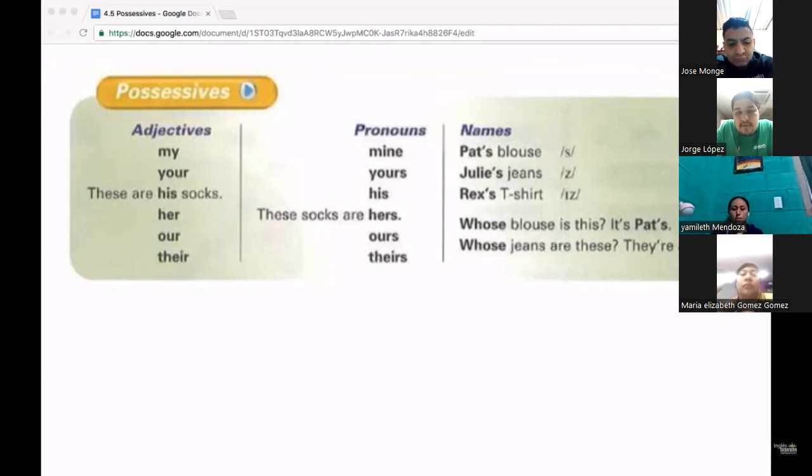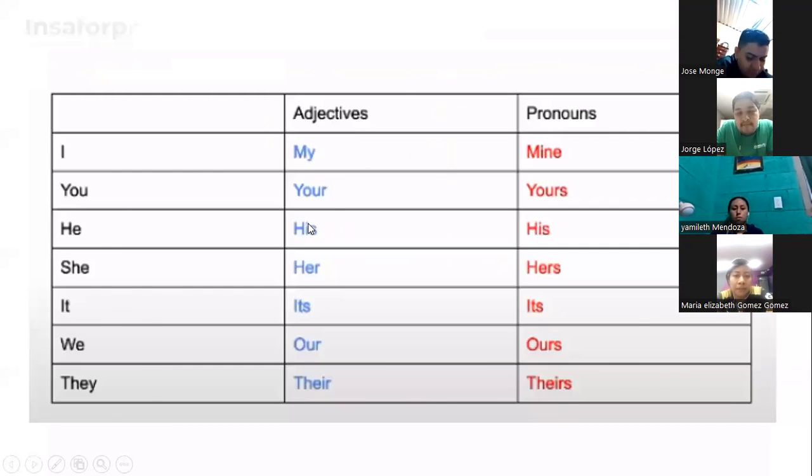So the difference is that possessive adjectives van antes del objeto, en este caso, del objeto. En este caso va de último, si se dan cuenta, va de último, okay? Is the last one. These are his socks. These socks are hers, okay? You see? It's exactly almost the same. So let me move on to this one.